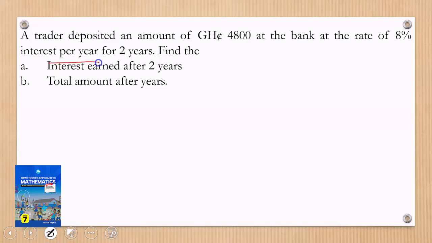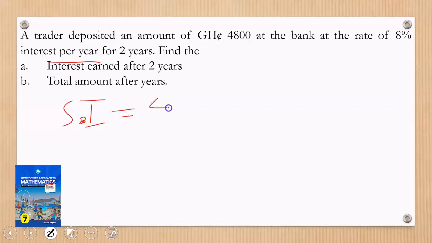Now, when you hear the word per year, it means that for every year, they'll pay the 8% interest for you. And for 2 years, it will be times 2. Interest earned after 2 years, what would that amount be? Our simple interest, that will be earned. I'm calling it simple interest because we can also have compound interest, which is a different concept altogether. But for now, let's concentrate on the simple interest.